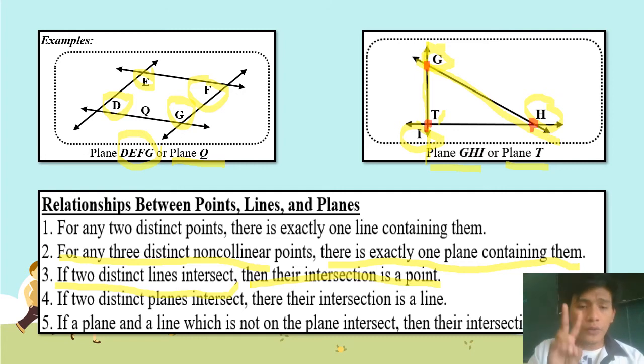Number four, if two distinct planes intersect, their intersection is a line. If the two planes intersect, then it is a line. If a plane and a line which is not on the plane intersect, then their intersection is a line.